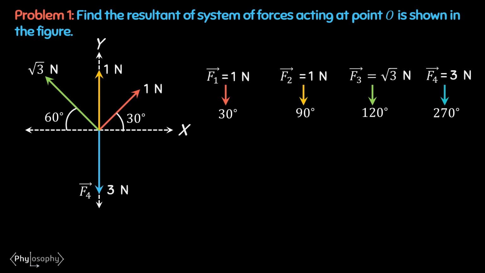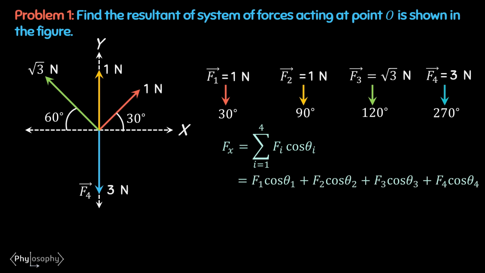Now we have to sum over all x components of the individual forces to find the net x component of the resultant force. Fx equals the sum over i of Fi cos theta i. Here i runs over the number of forces. According to the question, there are only 4 forces acting at point O. Therefore, i runs from 1 to 4. Now, if you expand this summation, you can write F1 cos theta 1 plus F2 cos theta 2 plus F3 cos theta 3 plus F4 cos theta 4.